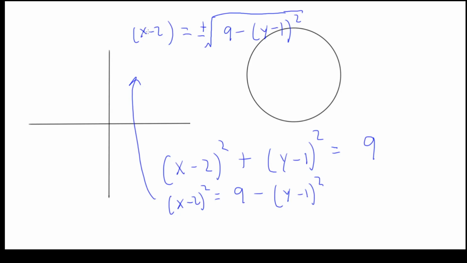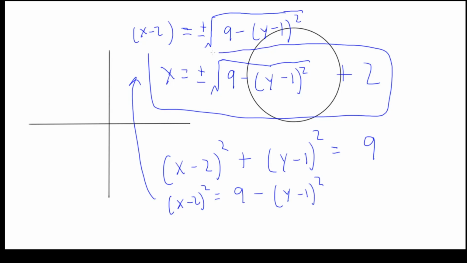So now I have x − 2 is equal to plus or minus the square root of 9 − (y − 1)². And then to solve for x, I would just add 2 to both sides. So my final answer would be x equals plus or minus the square root of 9 − (y − 1)², plus 2. And I just isolated one of my variables. And of course, if you wanted to do that with y, you would follow the same steps, except you would subtract (x − 2)² from both sides, then take the square root, and then solve for y.